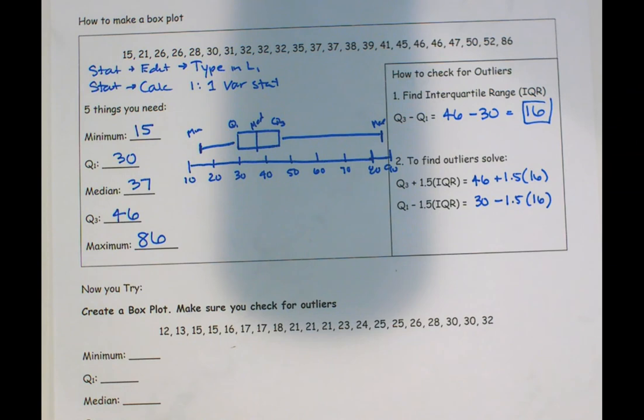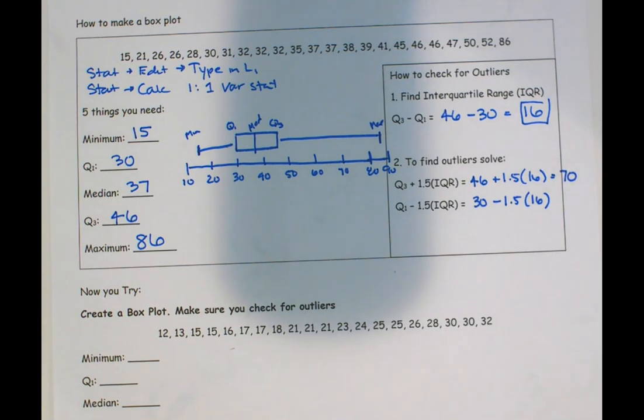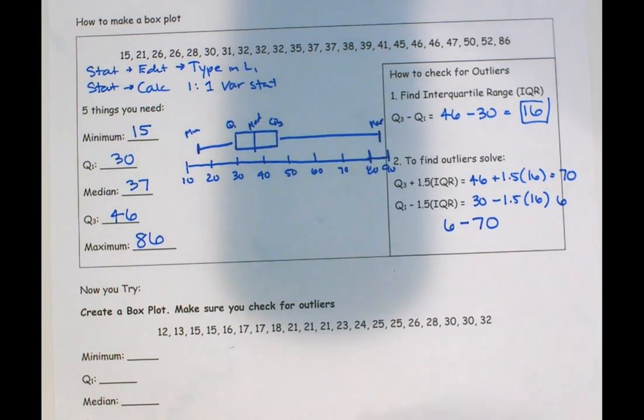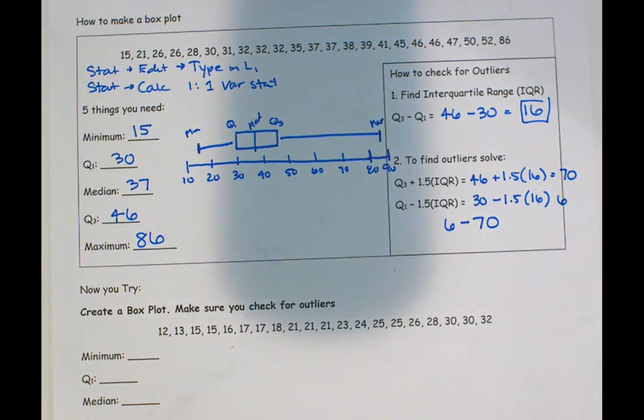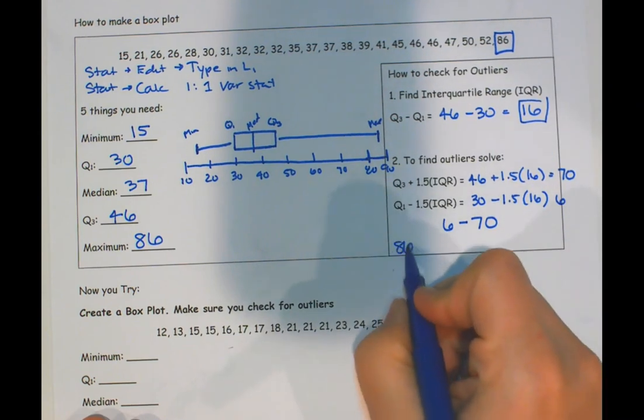46 plus 1.5 times 16 is 70, and 30 minus 1.5 times 16 is 6. So if my values are between 6 and 70, they are good. If they're outside of that, they would be considered outliers. So all of these are fine except for, right, 86 is an outlier.